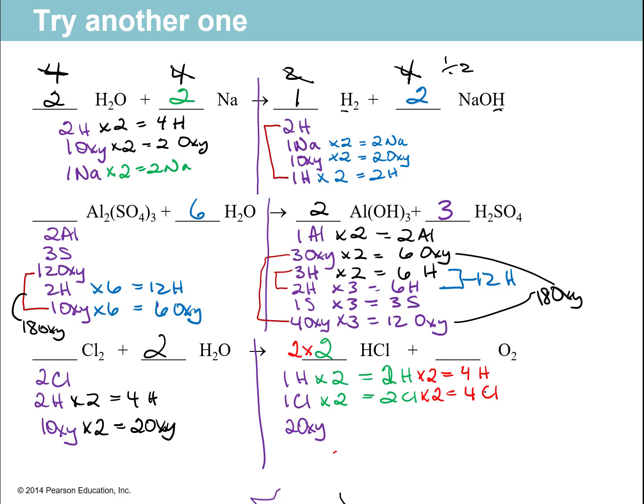So now I have 4 Cl's. So am I good? Done? No. What do I have to go back and change last? Can you see that I have 4 Cl's and only 2 on the left? So what do I have to multiply that Cl by? Times 2. That 2 goes on the line, gives me 4 Cl's. Now am I done? So the blank gets a 1. And this 2 times 2 becomes a 4.